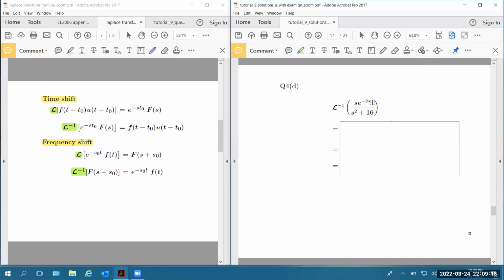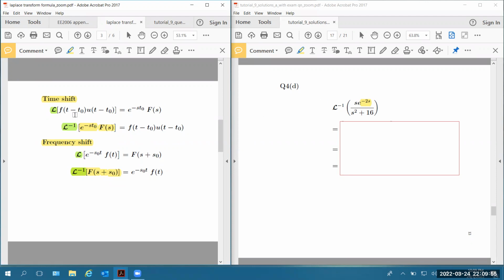Inverse Laplace transform this. So you realize that this function is e to power something, and then your s over s squared plus 16 there is like a function of s, right? So which one is it? Is it e to power minus s t naught times F(s), or is it a function of s plus a constant? Which one looks more like it?